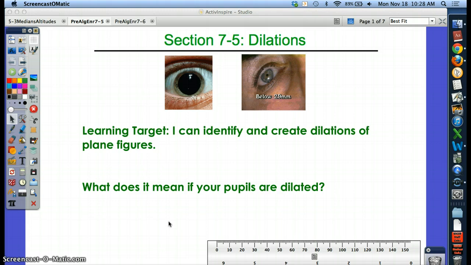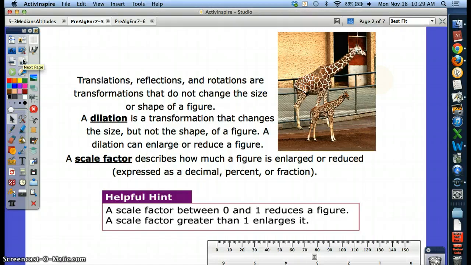So what does it mean to be dilated? You think about your pupils. When they're dilated, they get really big, right? Now, I've never seen one this big, but your pupils enlarge and then reduce in size, and they adjust to light, to when you're maybe telling a lie, to things that surprise you. That causes your pupils to dilate. Well, dilation is a transformation that changes the size, but not the shape of a figure.